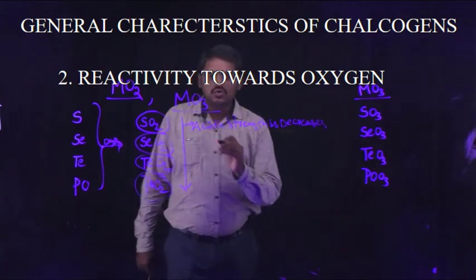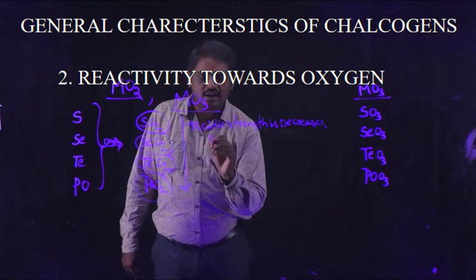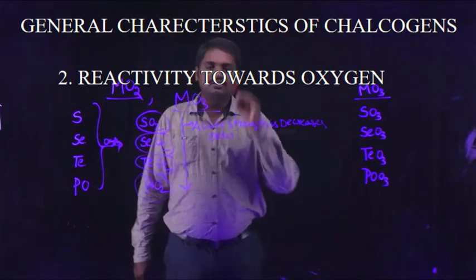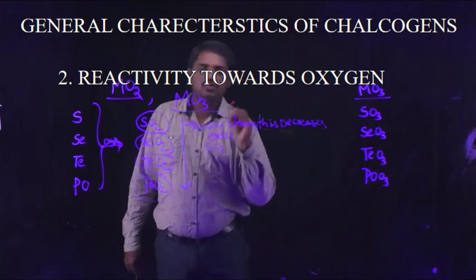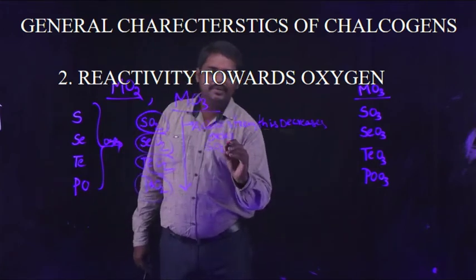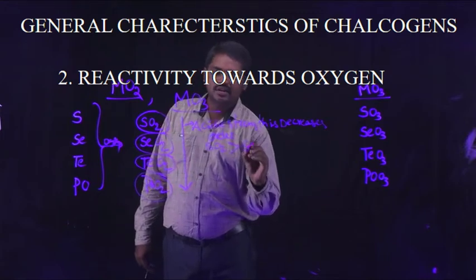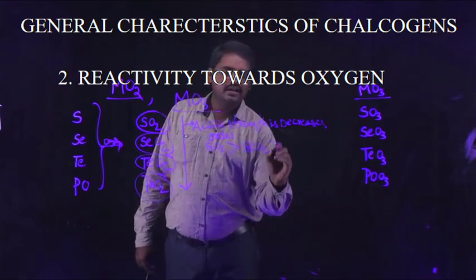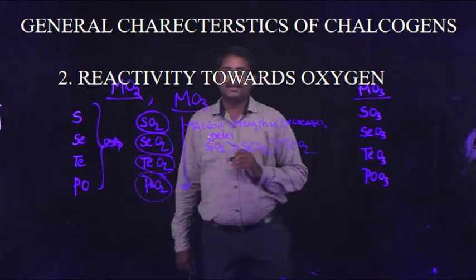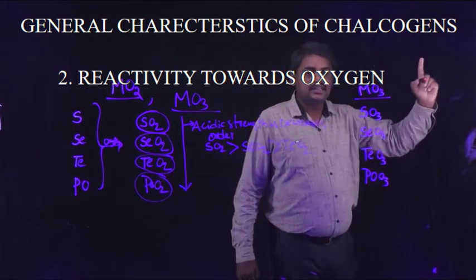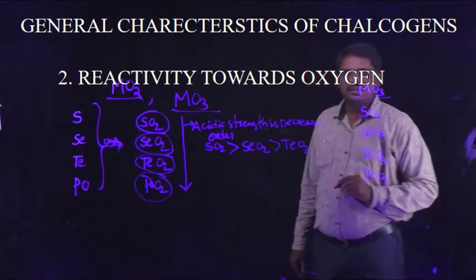So the SO2 acidic strength order is: SO2 exhibits more acidic character compared to the others, and next SeO2 and TeO2. Last, polonium dioxide exhibits basic nature. Why? What is the reason?